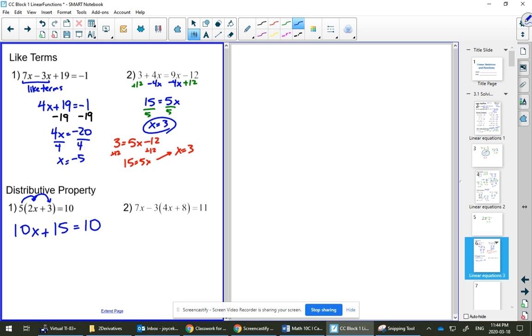At this point, I want to isolate the variable. I want to get x by itself. So I'm going to subtract 15 from both sides. And that gives me 10x equals negative 5. Divide by 10. And x equals negative 1/2.